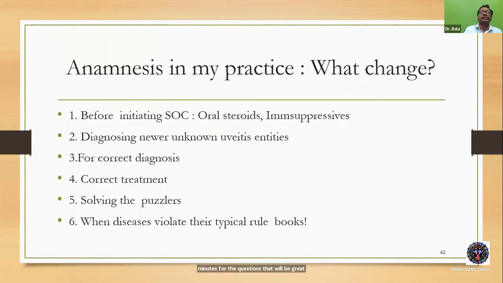Okay. The next part of my presentation is going to be illustrations from my practice of how this history taking has made a lot of difference. Due to lack of time, I will skip the subsequent part of my presentation. This is part B.